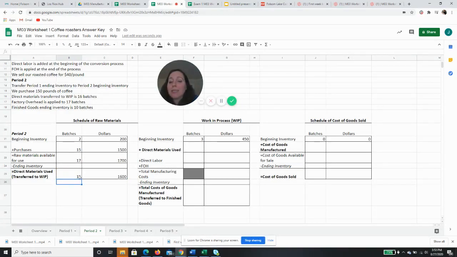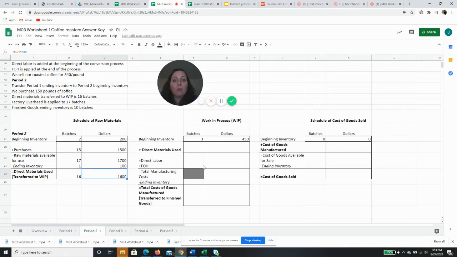All right, so now I still need to figure out what's my ending inventory. Well, if I had 17 batches, I had 2 in beginning inventory and I bought 15, and I sent 16 of those batches of coffee beans over to work in process, then I must have 1 left. 17 minus 16 is 1, and 1 times 100 is 100. Okay, so my ending inventory is 1 batch and $100.